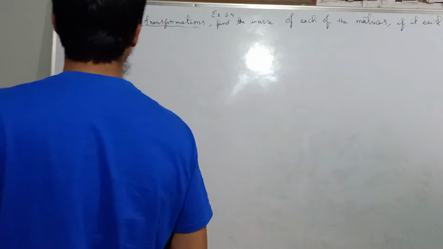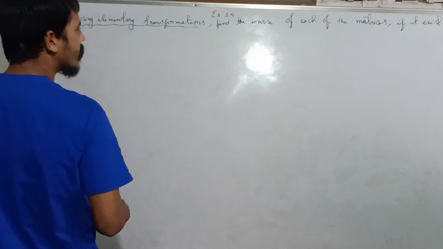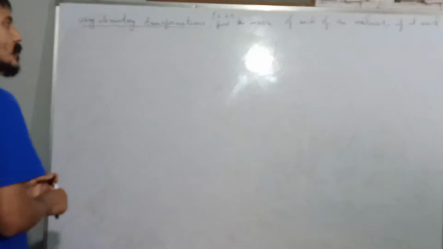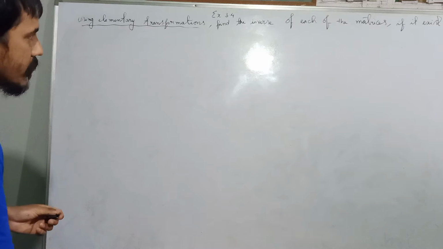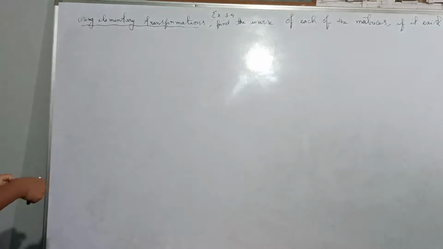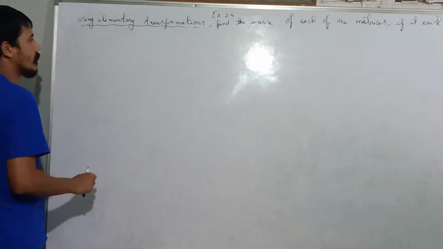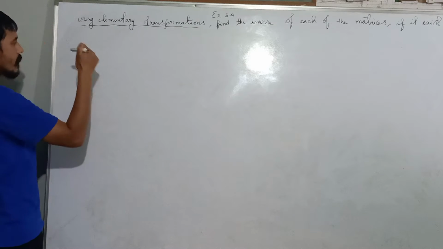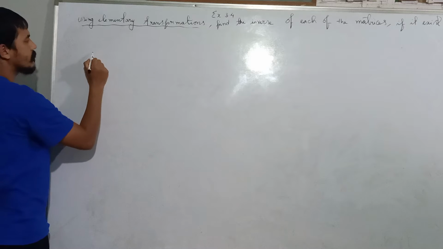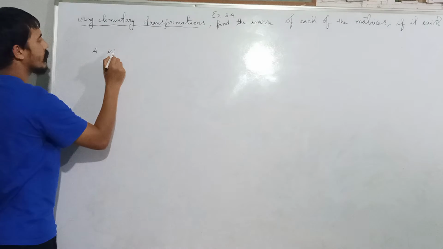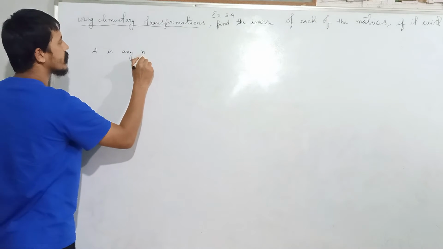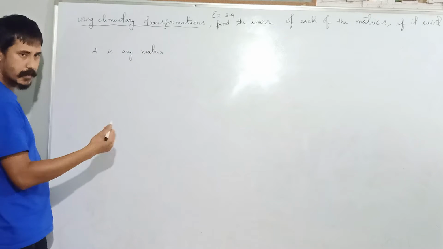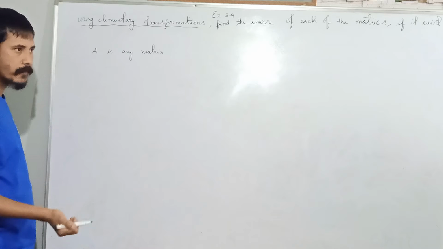So in 3.4, using elementary transformation, we are asked to find out the inverse of the matrices, if it exists. Okay, there are a few things that you have to know. Let's say that A is any matrix of order M. Let's say it has order M, a square matrix.